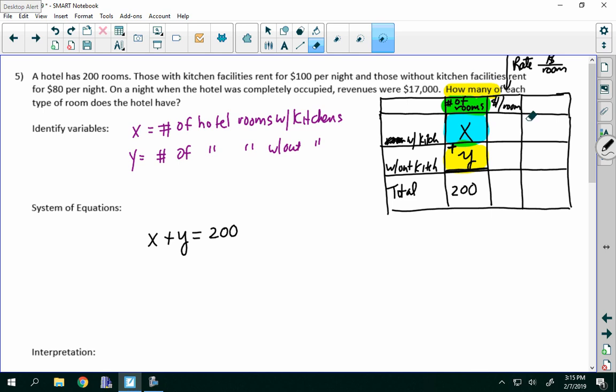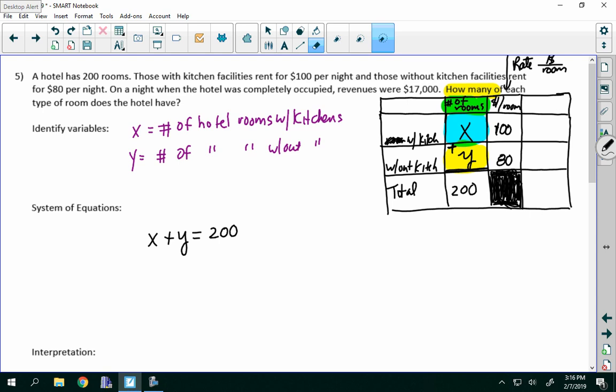So for the room with a kitchen, it's more expensive. It's $100 for each room. And then the rate for my room without a kitchen is $80. Now, this final cell here doesn't get filled in because we don't have some kind of combination rate, or a room that has both a kitchen and not a kitchen, right? Those are mutually exclusive. So that's what we do with the middle column.